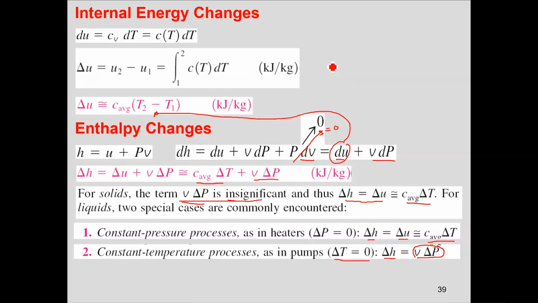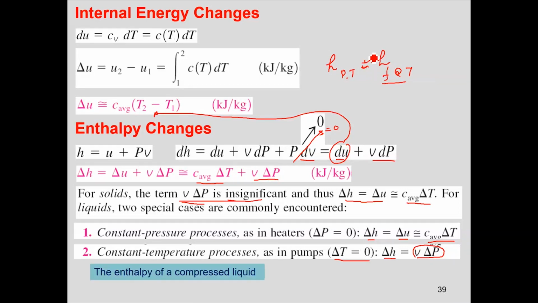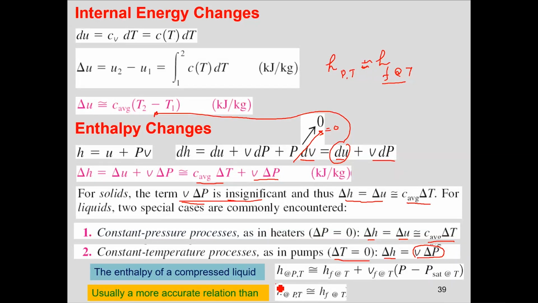Now, if you remember, for compressed liquids, if the table is not available, you can go for the approximation that a compressed liquid at any pressure and temperature can be approximated as Hf at the saturation temperature, the enthalpy value of the saturated liquid at that temperature. This is the approximation that you have seen earlier, and it can be modified with a more accurate relationship where you add the V delta P term in addition to this approximation.